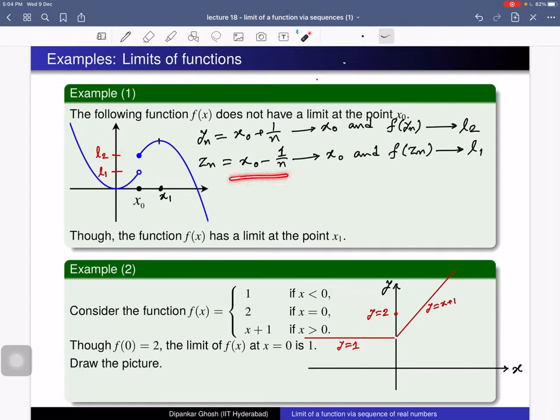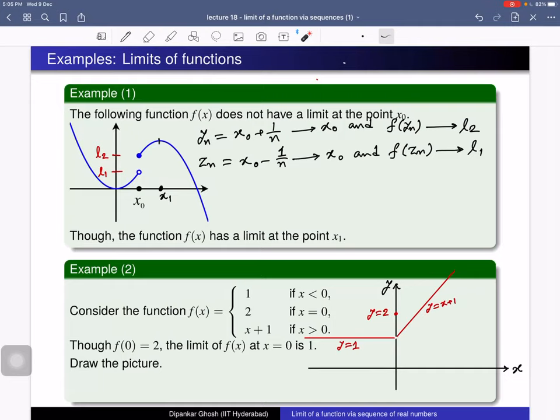And if you consider this sequence, as n tends to infinity, this sequence value is tending to x naught. So here we are approaching x naught from the left side. If we approach x naught from the left side, then since the function value is given by this, f of z suffix n is approaching L1. So we can see that if we consider two different sequences, both approaching x naught, their function values approach two different values.